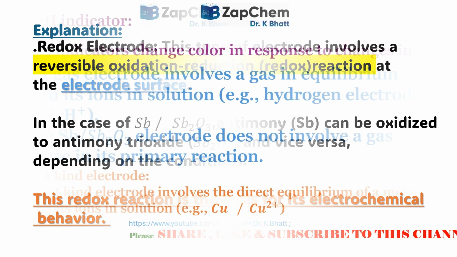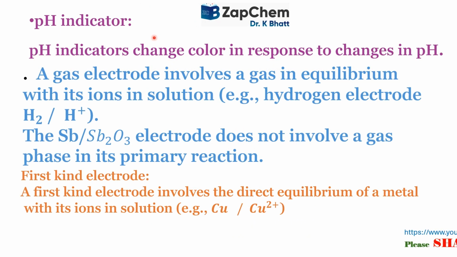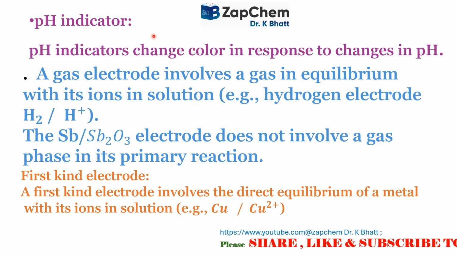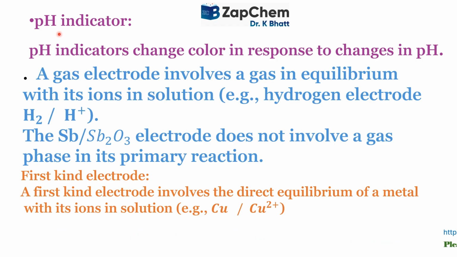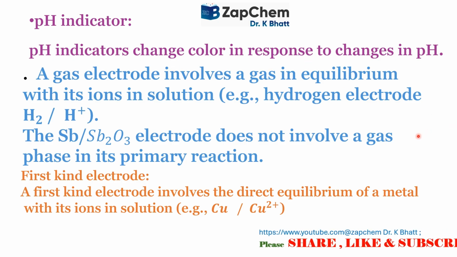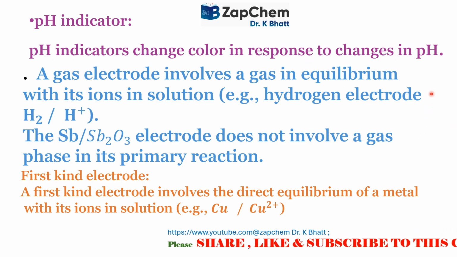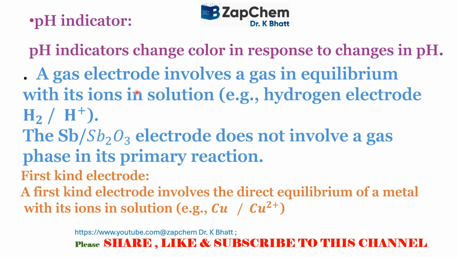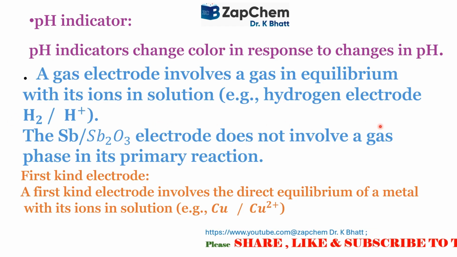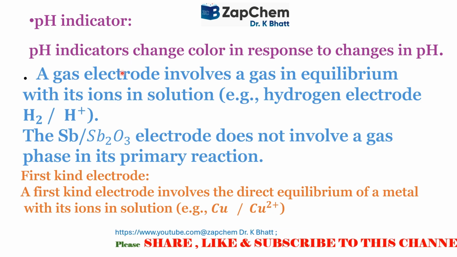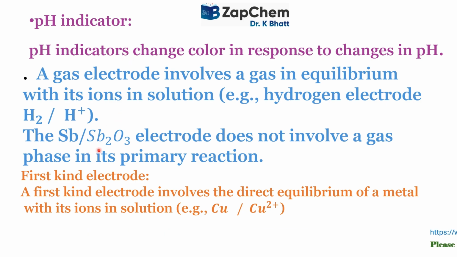And then there are other options provided. We should consider why they are not the correct answers. A pH indicator represents change in color with response to change in pH. This doesn't happen. A gas electrode involves H2/H plus, that is the hydrogen electrode. So that cannot be the right answer out of the options given here.